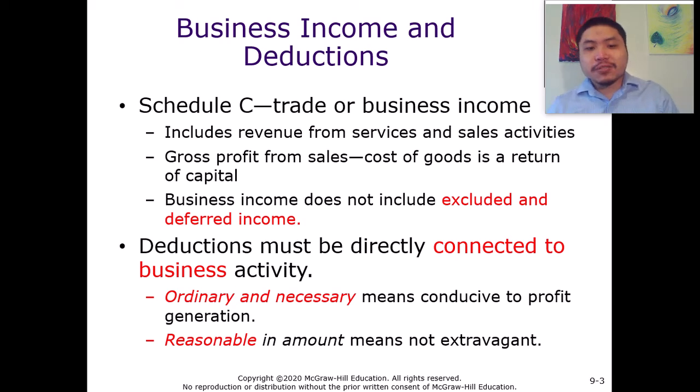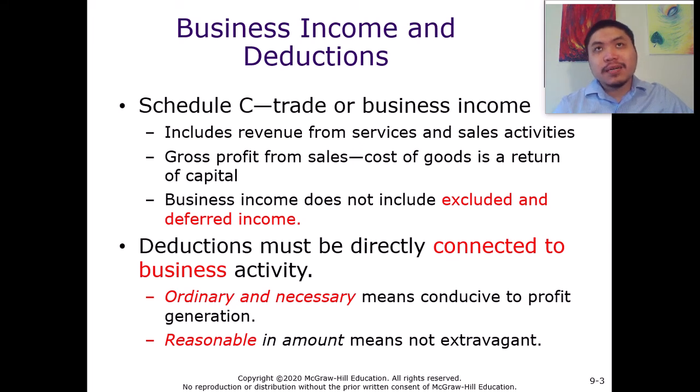For deductions, though, deduction is going to be the part where we're going to have a lot of controversial discussion between the taxpayers and the IRS, right? Because this is where there's a lot of gray areas where the taxpayer is going to argue, going to have a different opinion from the IRS, right?